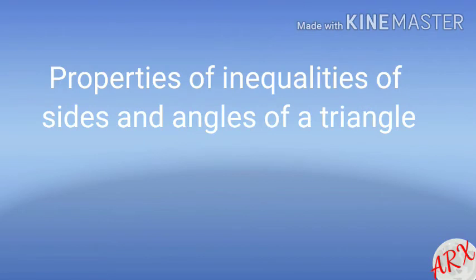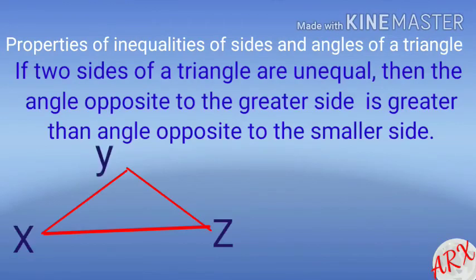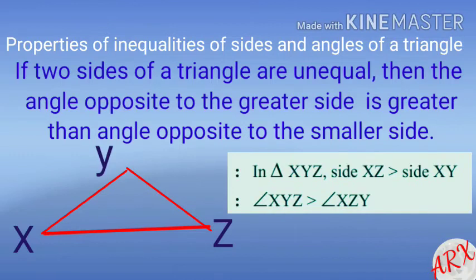Now we will move on to properties of inequalities of sides and angles of a triangle. First, if two sides of a triangle are unequal, then the angle opposite to the greater side is greater than angle opposite to the smaller side. For example, in triangle XYZ, side XZ is greater than side XY. Therefore, side opposite to XZ is angle XYZ. Therefore, angle XYZ is greater than angle XZY.